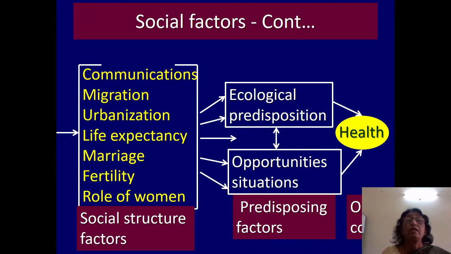All these are related to the ecological predisposition. Ecological predisposition and opportunities of the situations, they are two sides. They can go from this side to that side. Like if there is an ecological predisposition, it can result in opportunity, and if there is an opportunity or the situations are in such a way, there can be an ecological predisposition, and all these predisposing factors result in health.